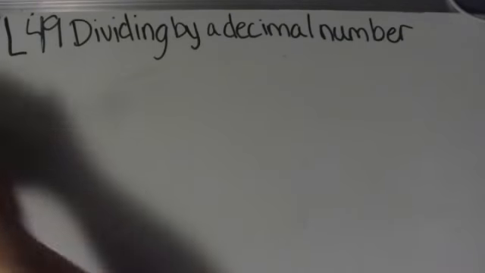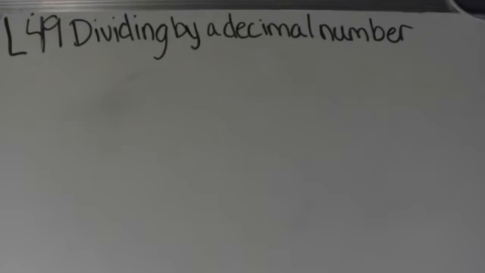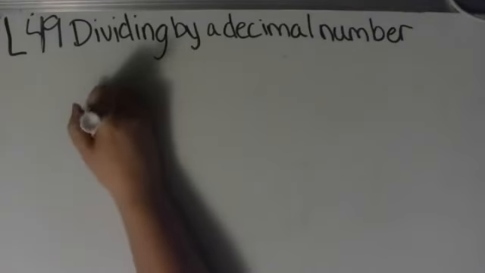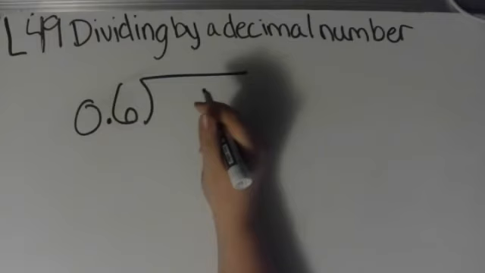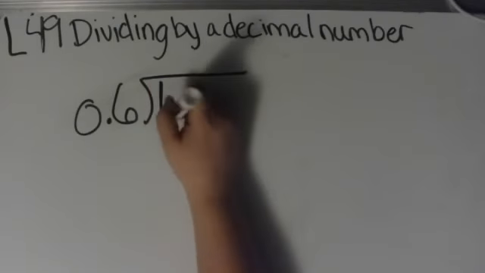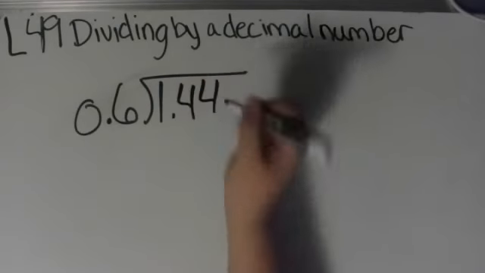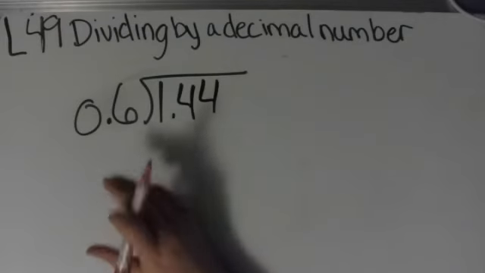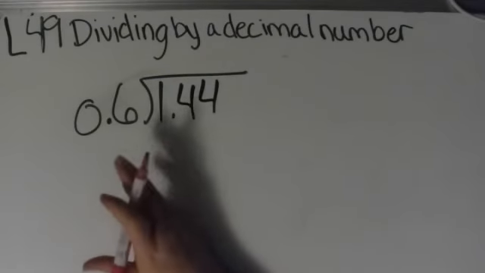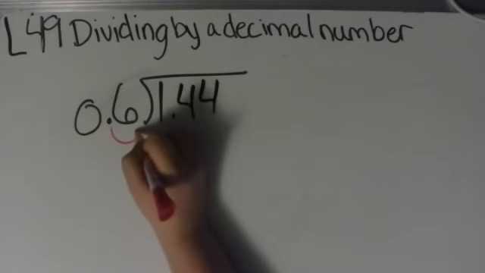Now this one is going to be a little bit different. So this time we have 6 tenths. This is how we normally are used to seeing division. So 6 tenths dividing 1 and 44 hundredths. So again, I want to get that to be 6, just 6, not 6 tenths. So I'm going to move the decimal place over once.